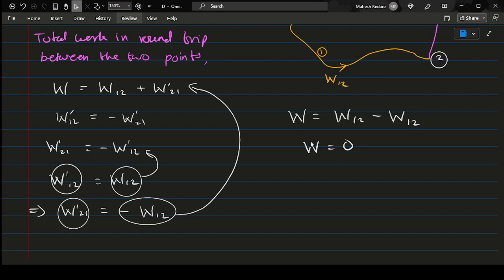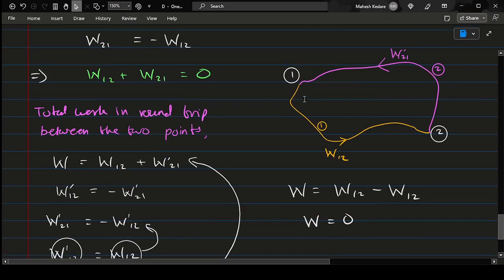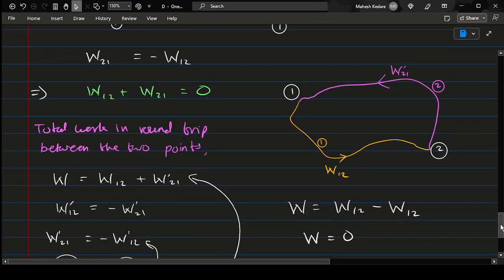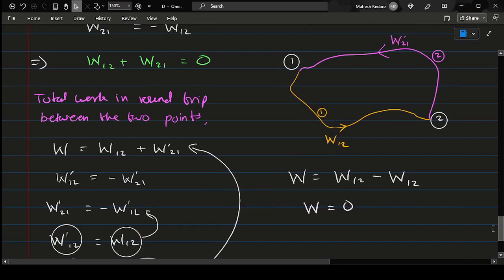But what was this work? This work was the total work done in a round trip between point 1 and point 2, going from 1 to 2 along one path and back from 2 to 1 along some other path. So our path was a closed path. So we can say that the work done along a closed path when the forces are conservative is 0.